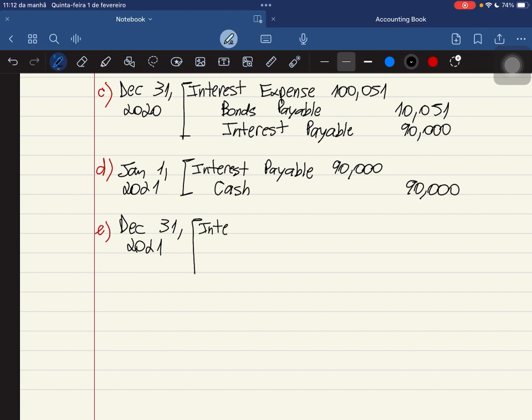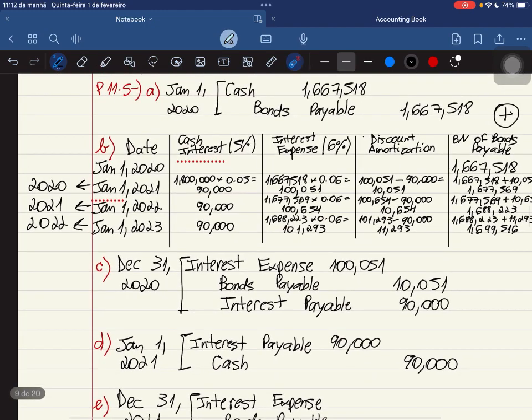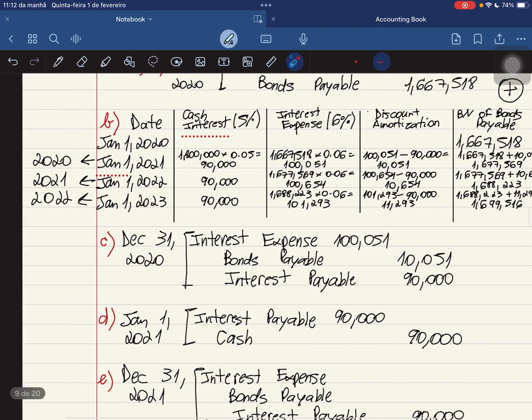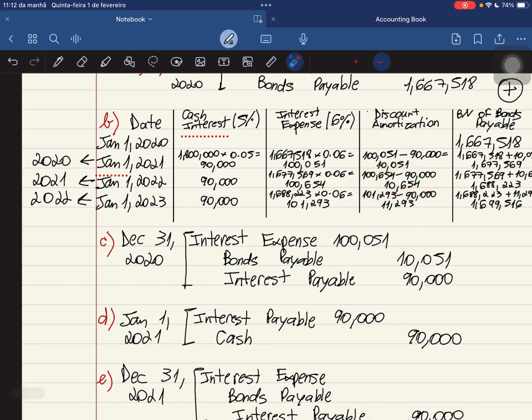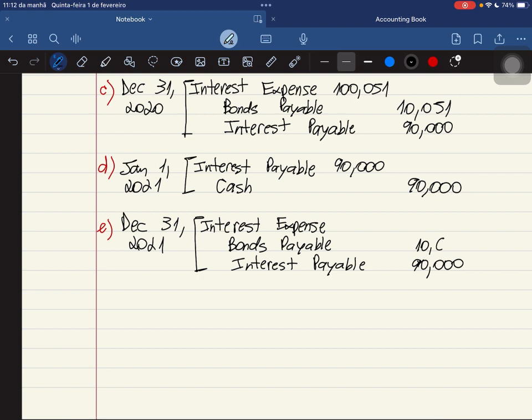So the interest expense goes up, and this is the total value. The interest payable also goes up for the same reasons, and the bonds payable as well. That is 90,000. That one didn't change. December 31st of 2021, we are actually over here. So that is 10,654. That gives us 100,654.